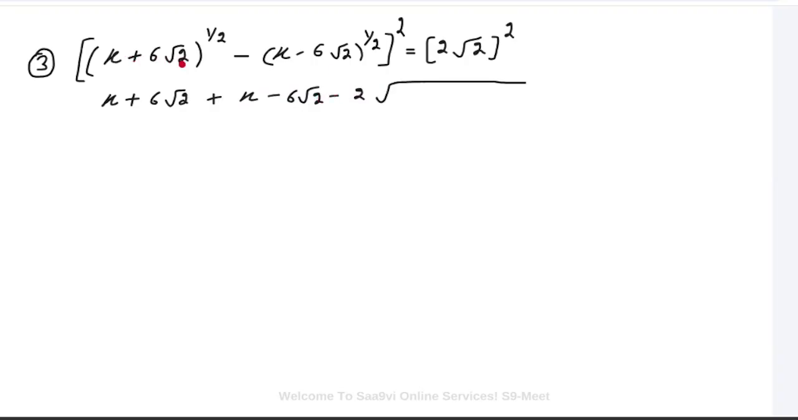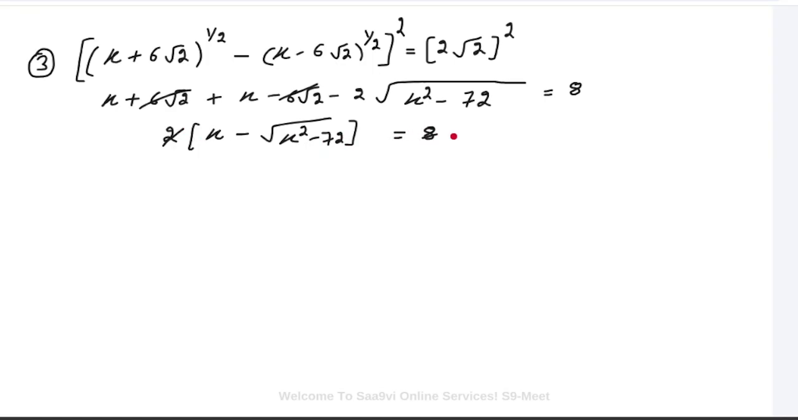Now x plus 6 root 2 and x minus 6 root 2 multiplied give x square minus 6 root 2 square, that is 72. Now that is equal to 2 into 2 is 4, 4 into 2 is 8. Now this will get cancelled, plus 6 root 2 with minus 6 root 2. I'll take 2 common, x minus root of x square minus 72, that is equal to 8. So 2 again will get cancelled. Bring this 4 towards the left hand side, that is x minus 4, and the square root equation towards the right hand side. Now again square both the sides.